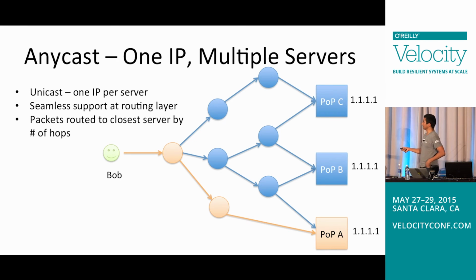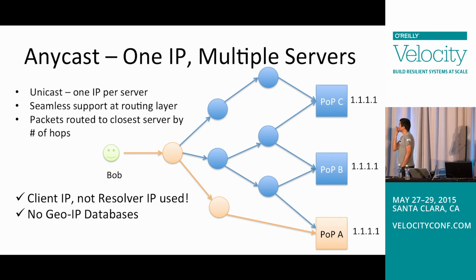And what Anycast does is it routes the packets to the closest server by number of hops. So in this case, you can see from Bob, POP B and POP C are actually 4 hops away, and POP A is only 3 hops away. So its packets will actually go to POP A. Does Anycast help? Yes, it probably will, because now the assignment is based on client IP. Resolver IP is not at all used here, so we don't care what is the DNS resolver. It's all based on client. And there are no geo IP databases involved. Even if the databases are bad, it doesn't matter, because BGP will take care of it.